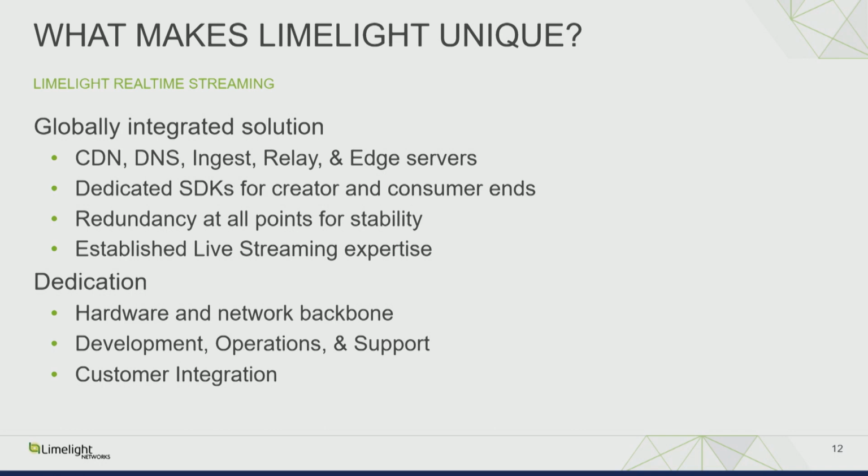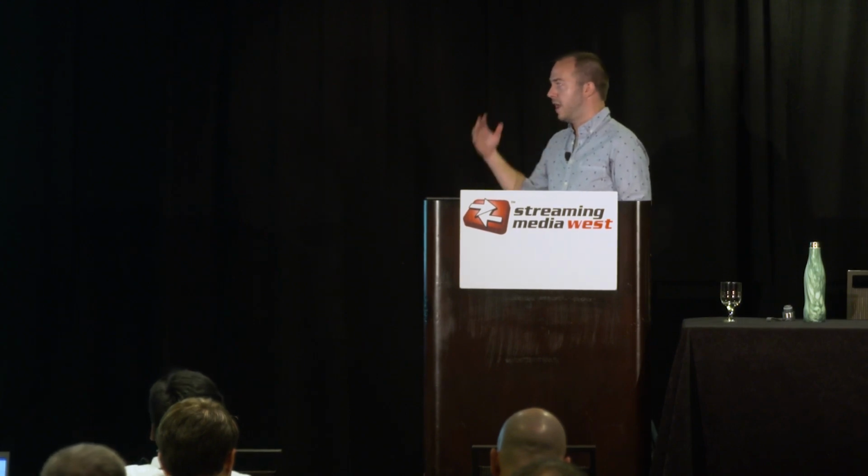We are also able to leverage our DNS products because they're integrated into our system. That actually becomes a key part of figuring out ingest and edge egress locations to make sure that we're getting our ingest and our egress as close as possible to the creator and the consumer. Because we have this scale, we're able to do redundancy as we do for all of our live streaming products. We have redundancy at all stages. And of course, we have this existing live streaming expertise. We've been in the game for a while.